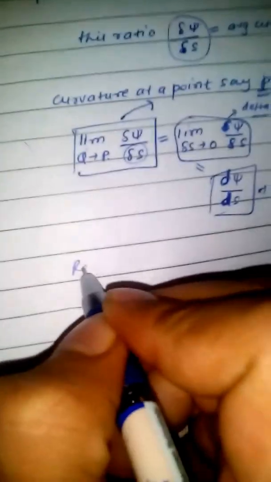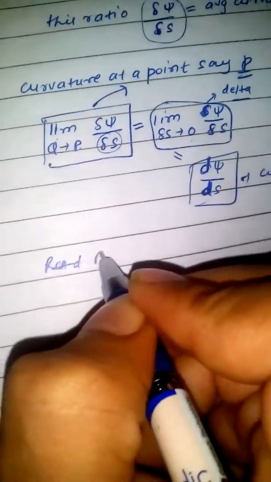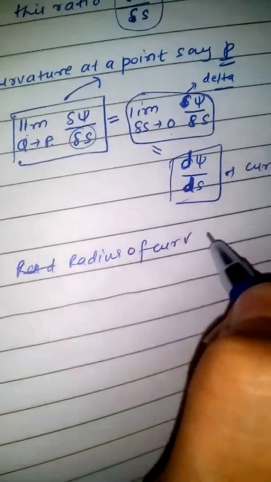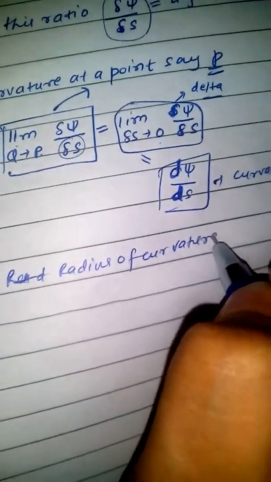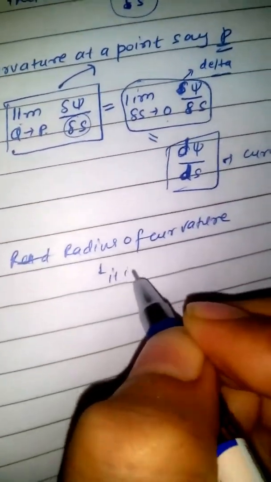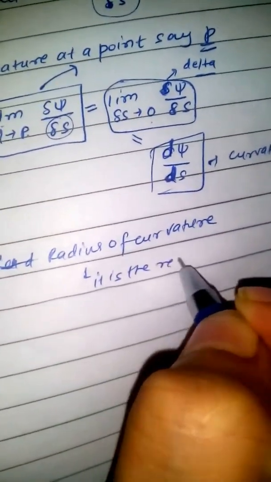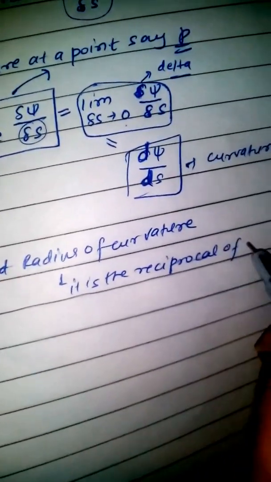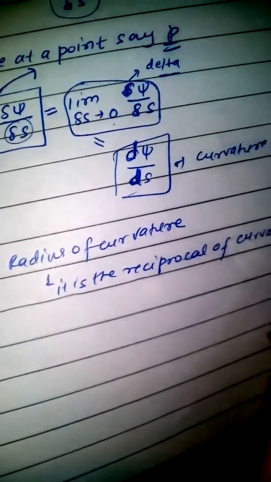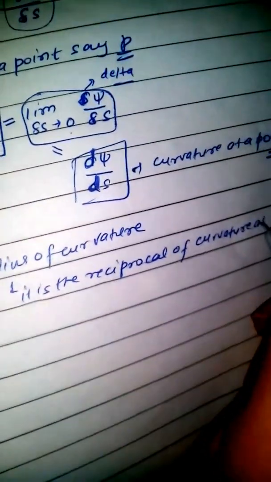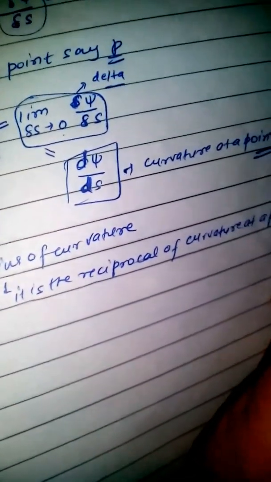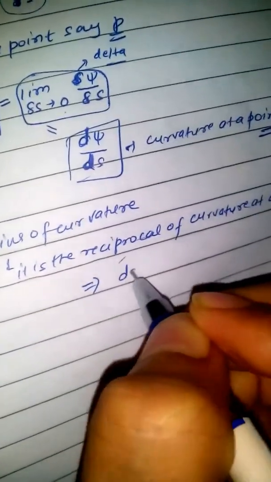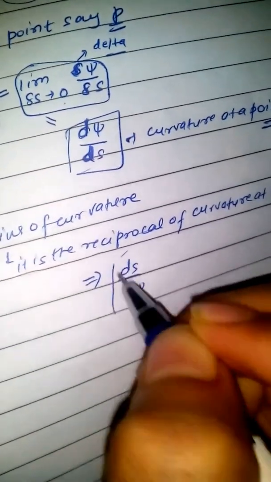Now what is radius of curvature? It is the reciprocal of curvature at a point, which is equal to ds over d psi.